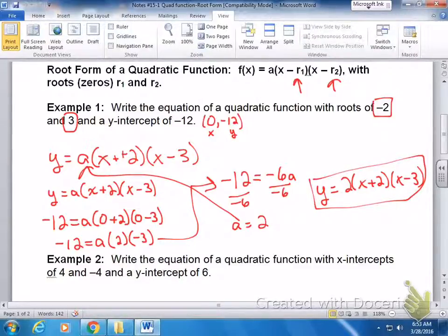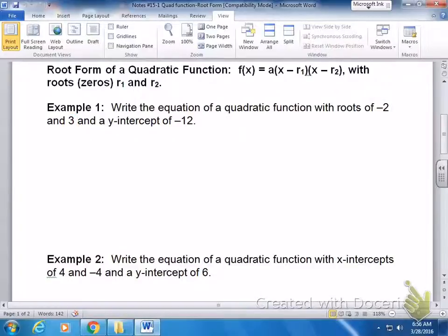And guys, that is all there is to it. You've got to plug in the things where they go. You're going to have to solve for one variable, but if you have a y-intercept, guys, the x is always 0, which makes it a lot easier. Let's go ahead and try another one.